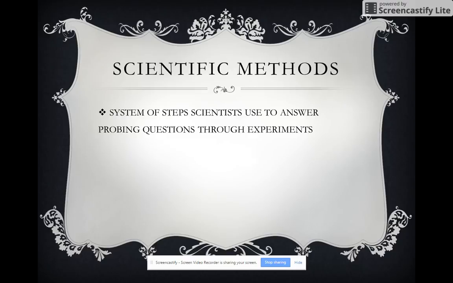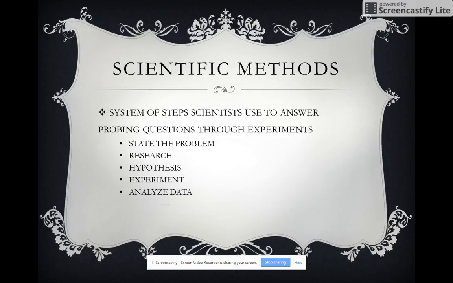The scientific methods are a system of steps scientists use to answer probing questions through experiments. We've already gone through the steps. These steps include state the problem, research, which is gathering information, hypothesis, the experimental steps, analyzing data, which is what we've been doing with graphing, and then drawing conclusions.